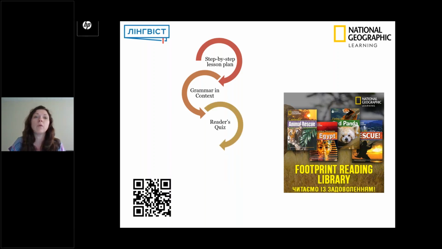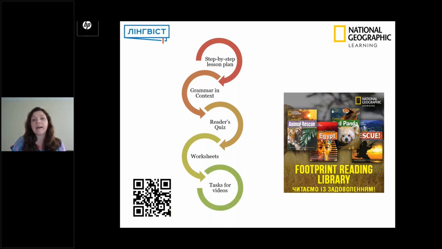Also, there are different types of quizzes, so your students, you will be able to check their ideas. Worksheets for video, worksheets for reading, additional texts, additional tests, and all these. So you have one book, for example, here you can see Red Panda or Animal Rescue or something like that, right?